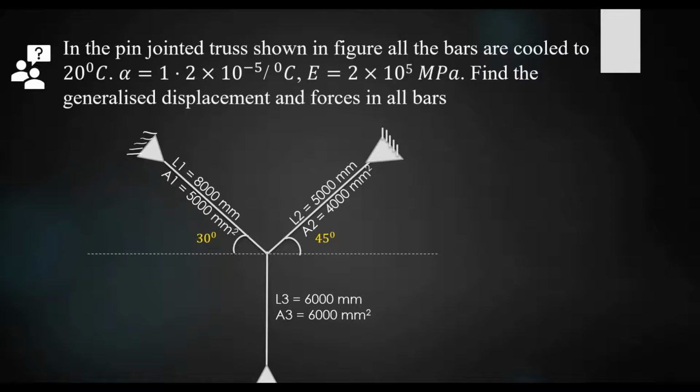Here the question is, in the pin jointed truss shown in figure, all the bars are cooled to 20 degrees Celsius. It was given coefficient of thermal expansion as 1.2 into 10 raised to minus 5 per degree Celsius, and modulus of elasticity is 2 into 10 raised to 5 megapascal. Find the generalized displacement and forces in all bars. Okay, so we have to calculate the generalized force and displacement.